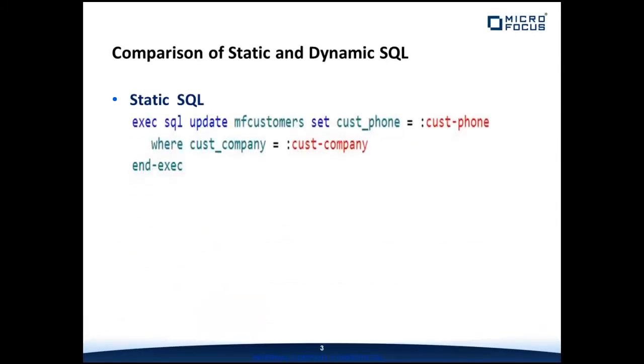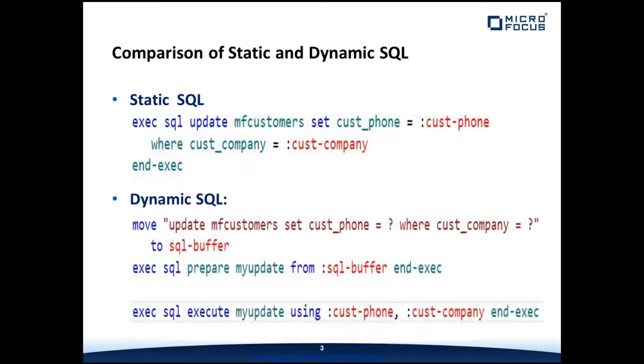Here is a comparison. In static SQL, the entire text of the statement, including host variables, appears within the EXEC SQL block and can be processed at compile time. The same statement in dynamic SQL is placed within a host variable which is then prepared and executed. Parameter markers are used within the statement and host variables are substituted at execution time.